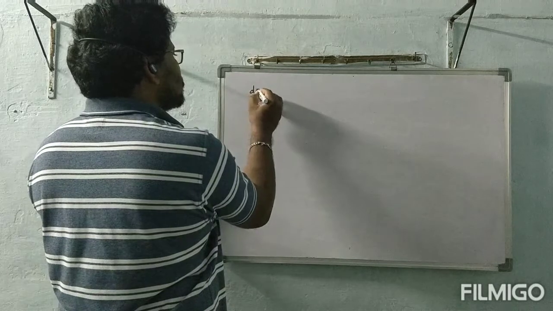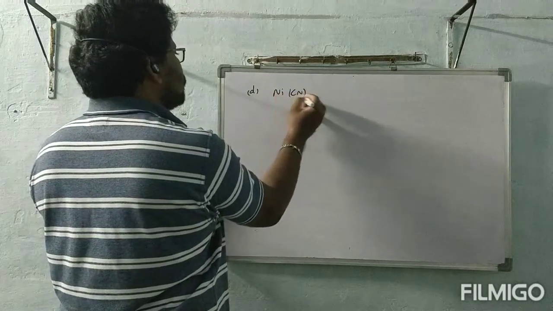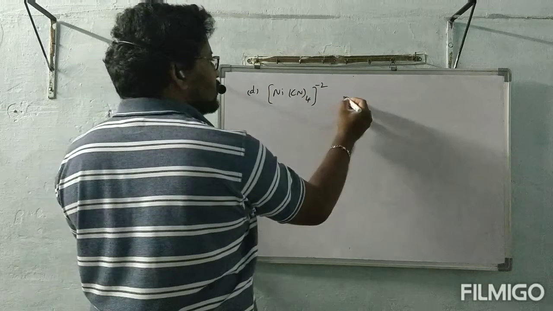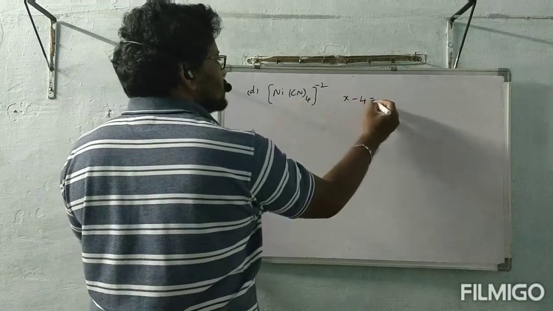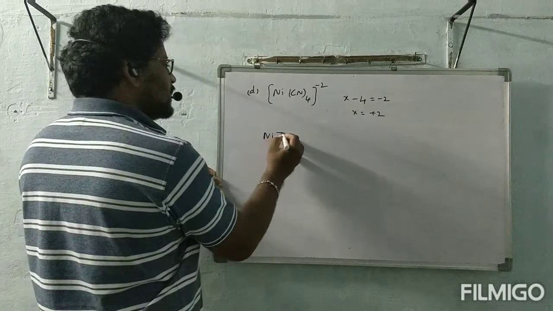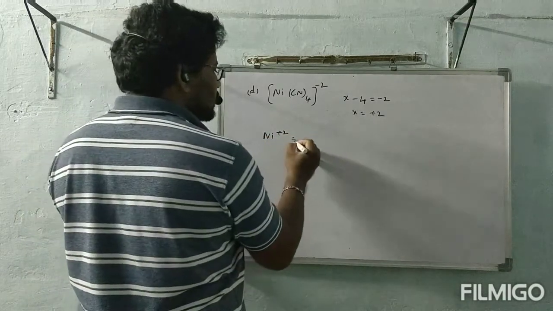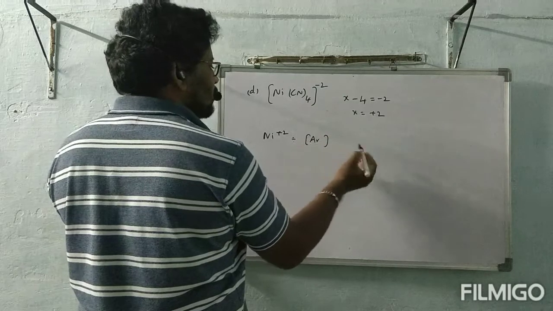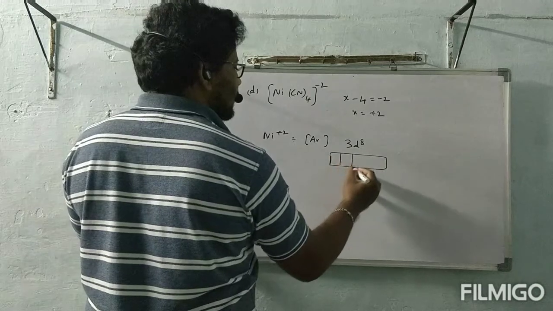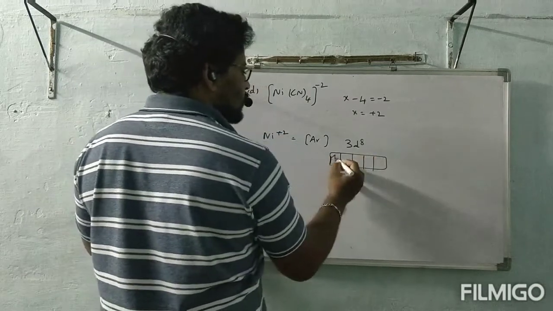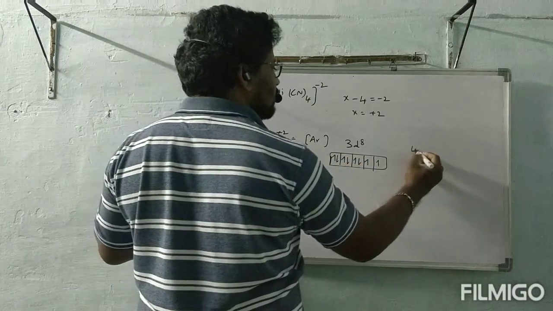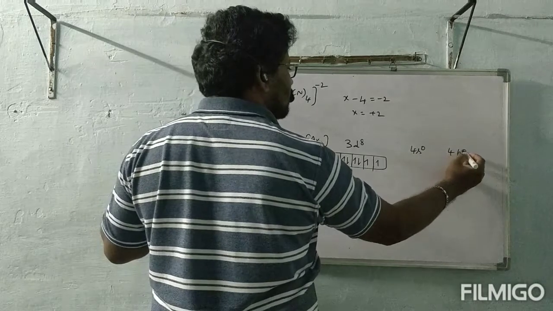Fourth example is Ni(CN)4 minus 2. First, oxidation number of nickel: X minus 4 is equal to minus 2, X is equal to plus 2. So Ni plus 2. Directly I am writing the Ni plus 2 configuration, that is argon 3d8, 1, 2, 3, 4, 5, 6, 7, 8, 4s is 0, 4p0.